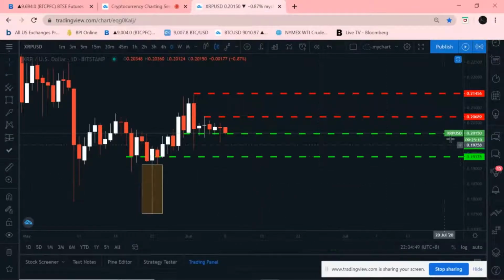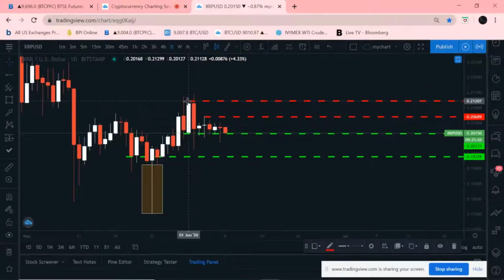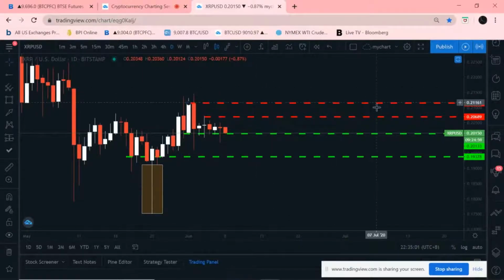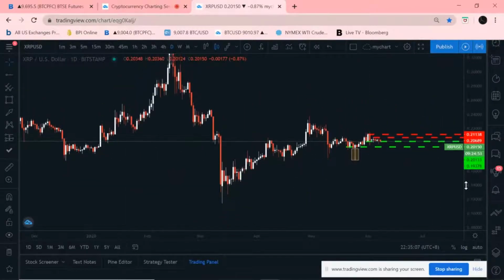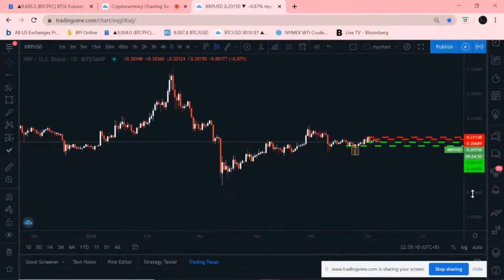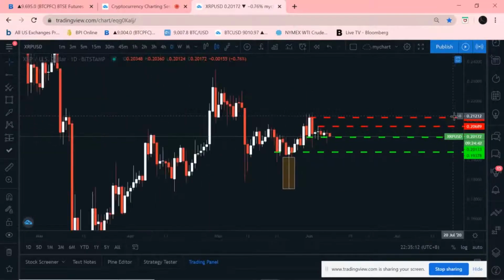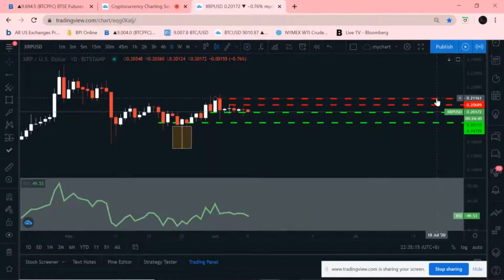So there you go guys, and of course the resistance we're looking at is 0.2689, and of course the resistance at around 0.21138. Since I'm not trading this much, for XRP, maybe I think the daily chart is fine with it. So yeah, wait, let me check the, hmm. Well, at the moment, I'm not seeing any divergence.